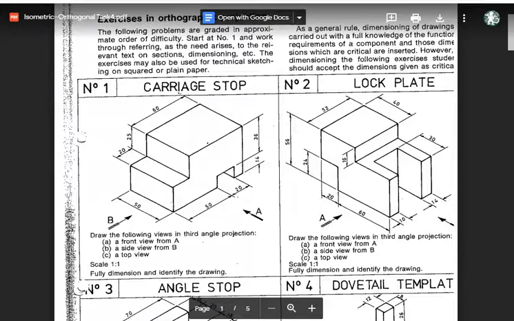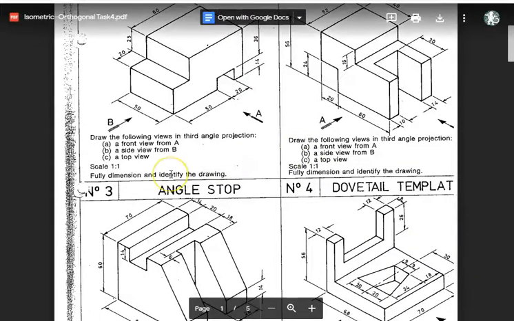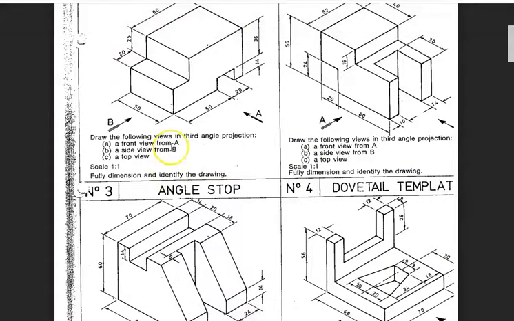In this video, I'm going to go through the solutions for the isometric orthogonal task 4, and I'll go through task 5 as well. This is for Year 11 or Preliminary HSC Engineering Studies, and we cover this at the end of Term 1 as part of Chapter 1.